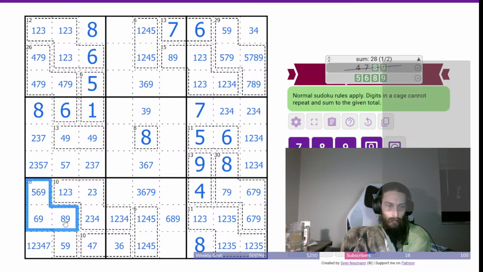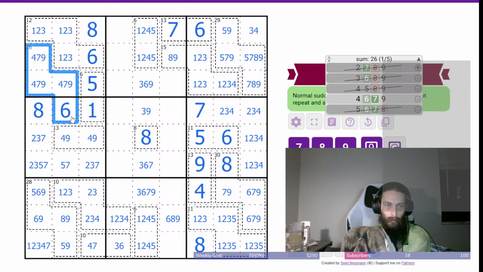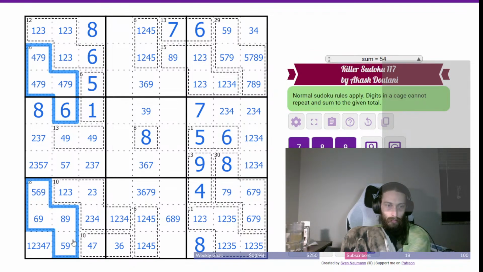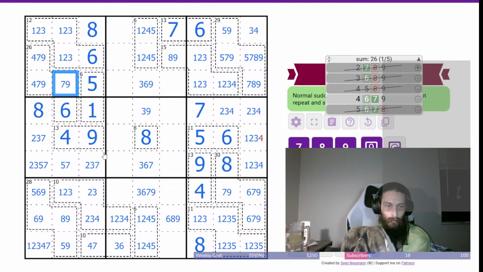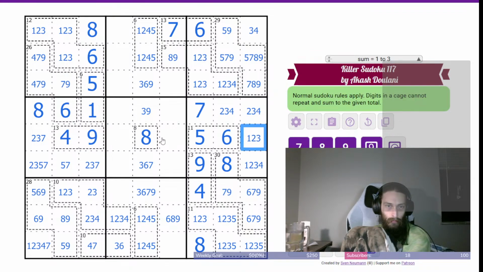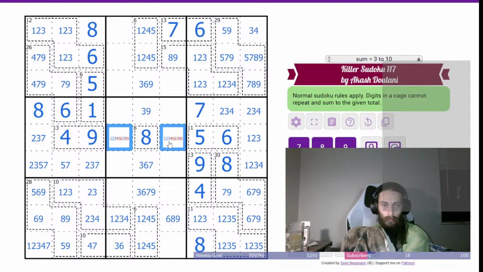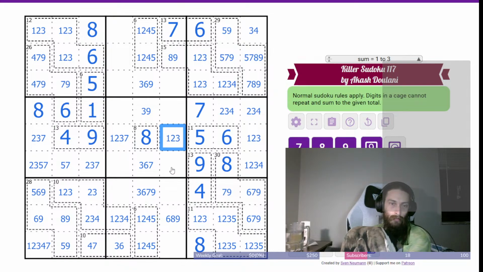Wait, this has to have a 9 in it, and this has to have a 9 in it. So this can't have a 9. That's 4 and 9. Column 2 has a 579 triple.